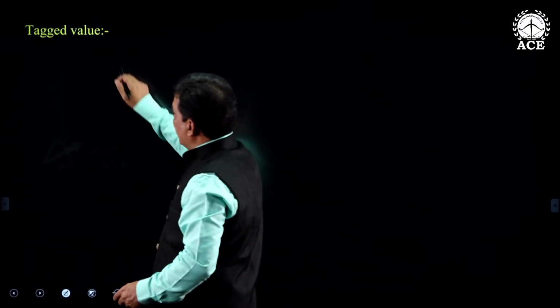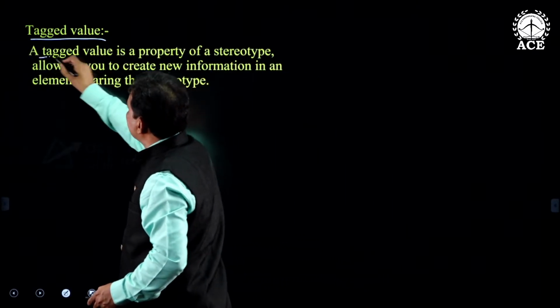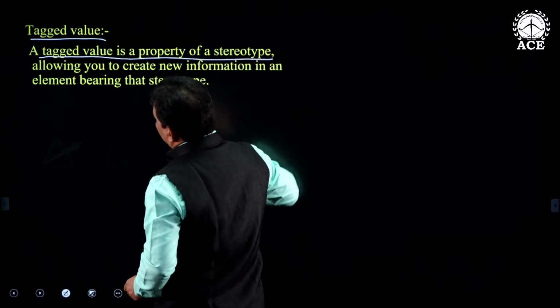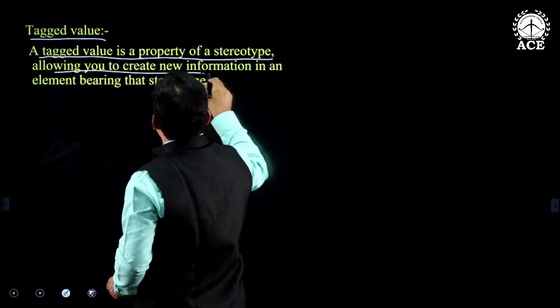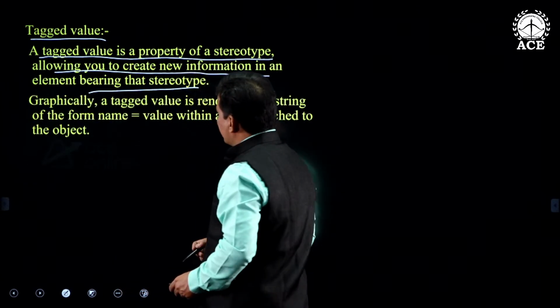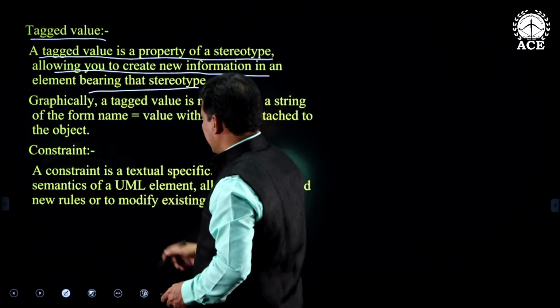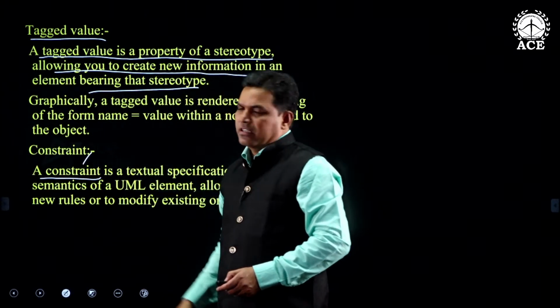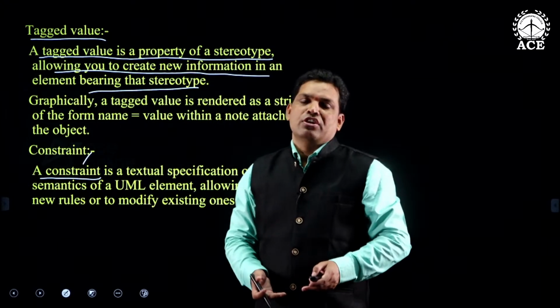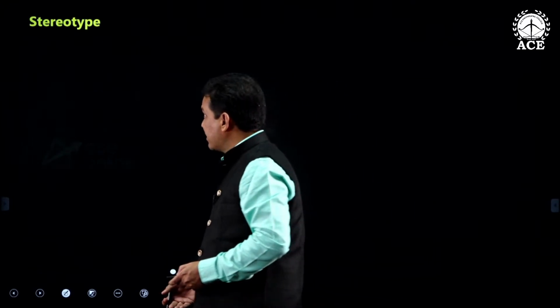Tagged values. What is the importance of tagged values? A tagged value is a property of a stereotype, allowing you to create new information in an element bearing that stereotype. We'll see graphically how to represent a tagged value. And constraint, we know what is meant by constraint. Constraint is nothing but a condition: under which condition the model is supposed to be built, supposed to be designed. That can be represented with a constraint.